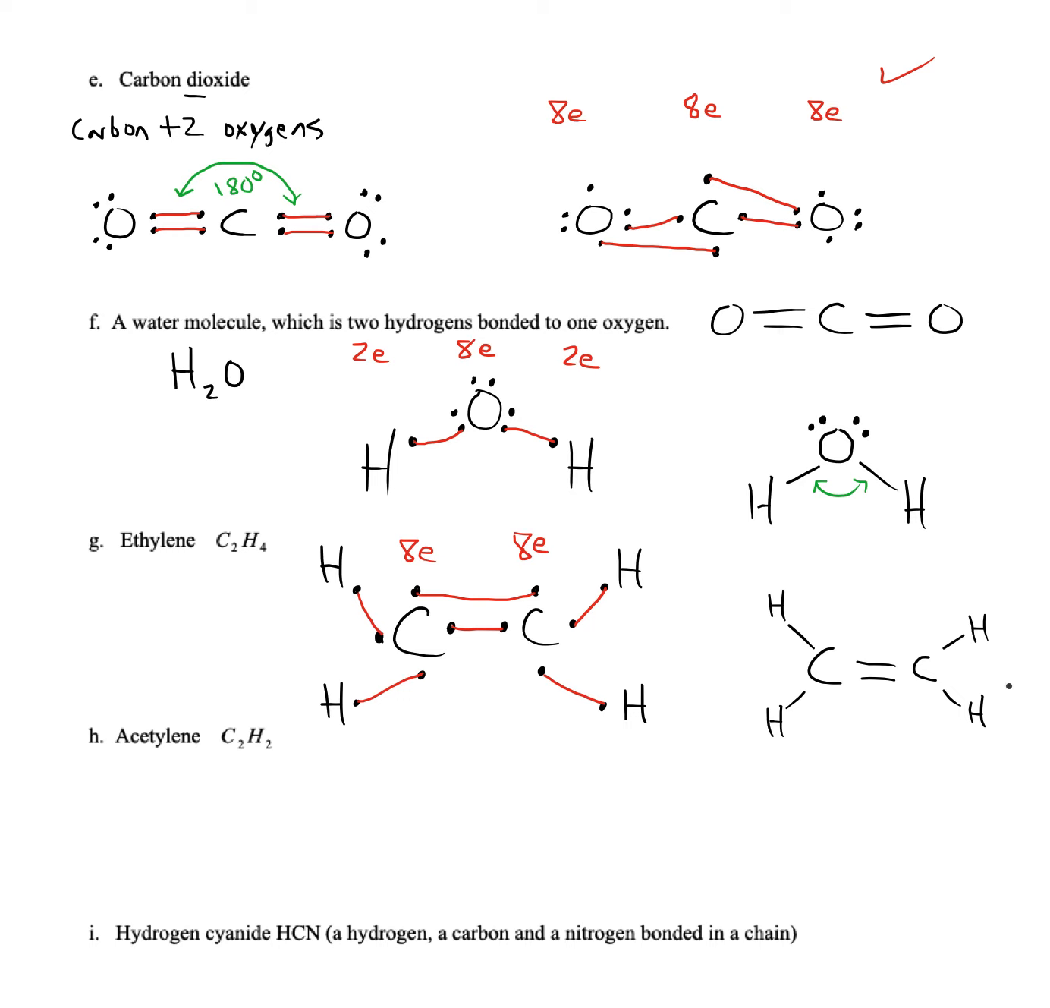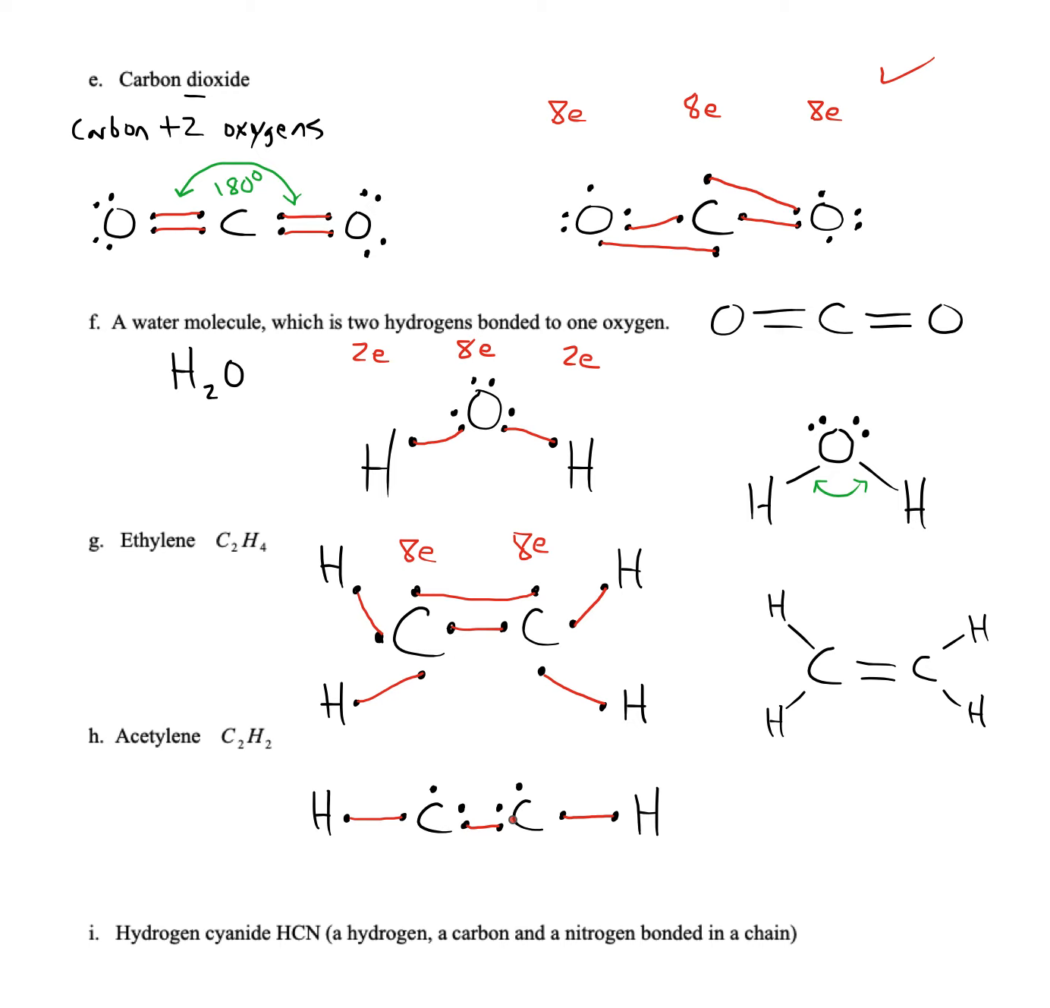Acetylene is C2H2. Each carbon supplies 4 valence electrons. We're going to have two hydrogens supplying one valence electron each. We'll definitely want to bond our hydrogens to the carbons so that they form an actual molecule. We'll have to bond the carbons to each other.